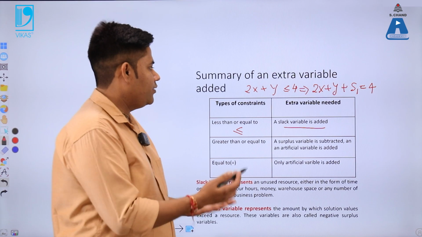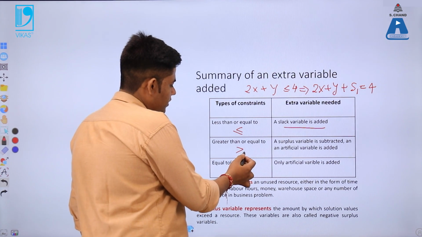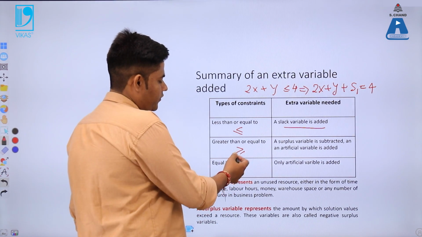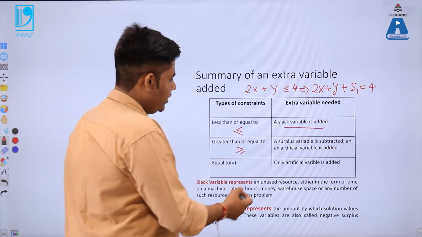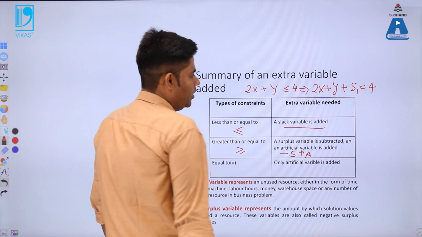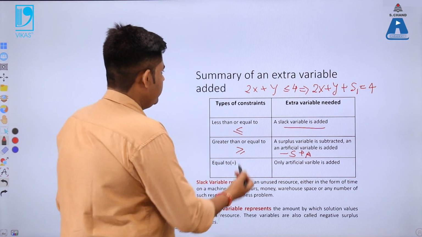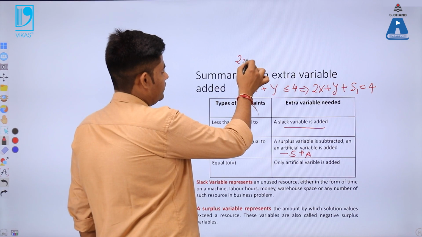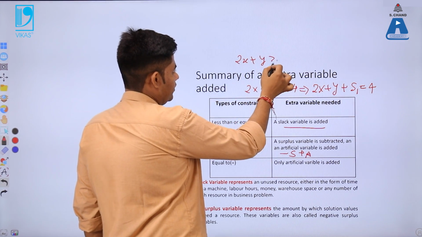I'll tell you why we require this. Then if it is a more than type constraint, you need to subtract a surplus variable and add an artificial variable into the particular equation. Let's say for an example, I have this equation 2x plus y is more than equal to 4.